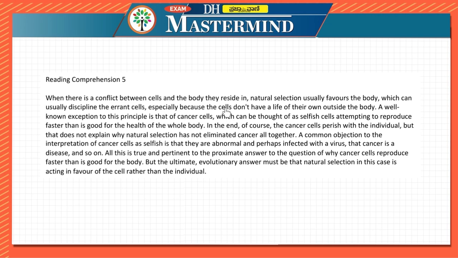So first they are mentioning that the cells don't have a life outside the body, and later on they are mentioning the exception, which can be thought of as a selfish cell attempting to reproduce faster than is good for the health of the whole body. They are mentioning that the cancer cell can be thought of as a selfish cell because it attempts to reproduce faster than is good for the health of the whole body. So by far in science and technology, if you might have read, what is cancer or what is a cancer cell? It is rapid multiplication of cells.